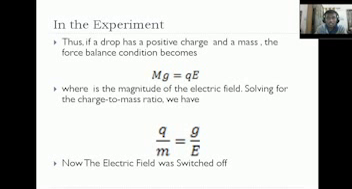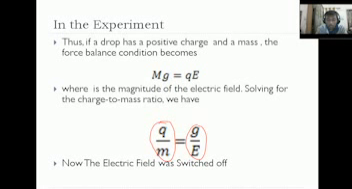Now let's rearrange the terms. We solve for the charge to mass ratio, and we have q/m = g/E. And we know that q/m is the charge to mass ratio which was found by J.J. Thomson.